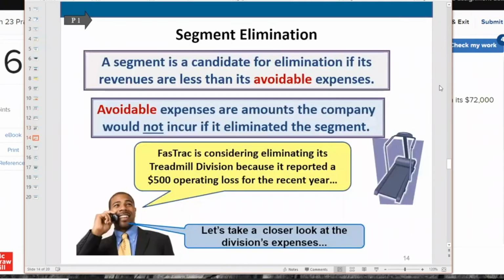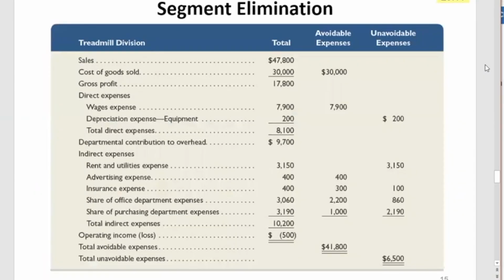Segment elimination. All too often, companies will eliminate segments. Now, a segment is like a division of a business. This company is a sports goods store, and they have a division of their company that makes treadmills. This is the treadmills income statement. Check it out. Not looking too good, right? Those are the sales, cost of goods sold, and so on. Here's all the expenses. Look at the operating income at the bottom.